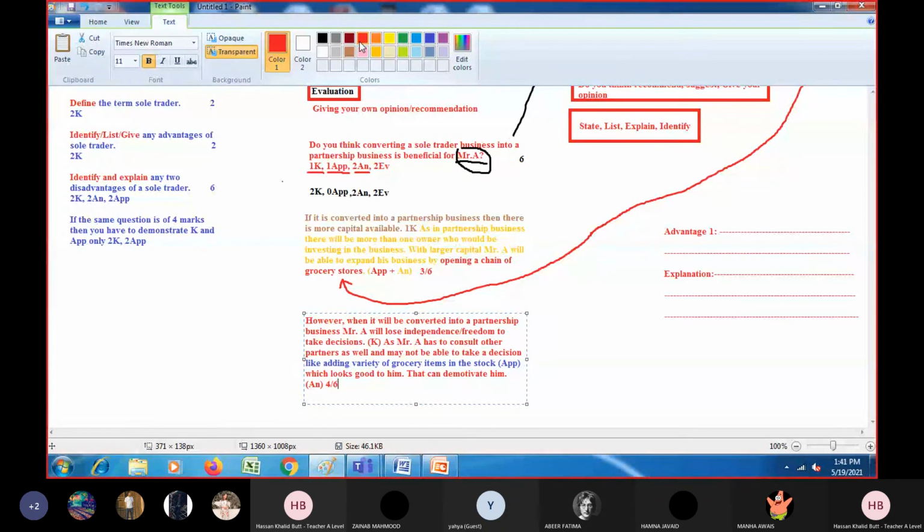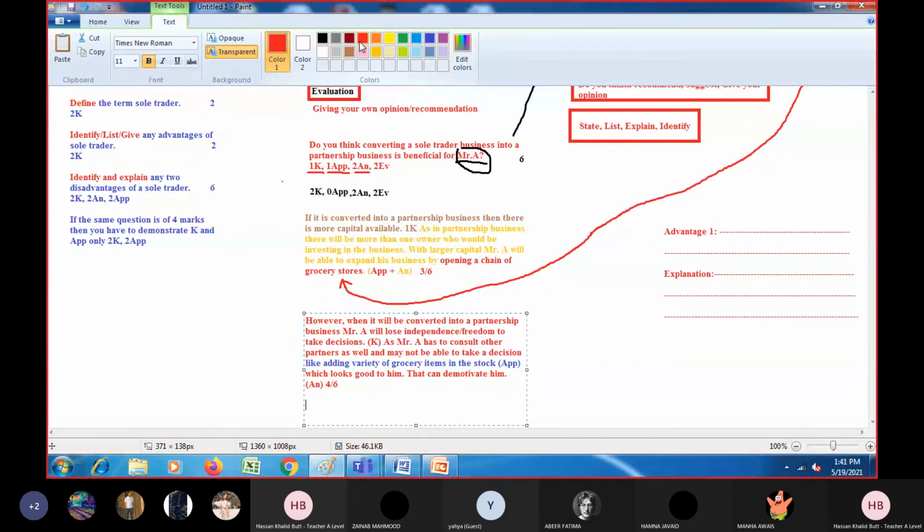So you can get distinction as well. Why not? If other students are getting it, why can't you? All right. Now, why 4? The reason is because we have not evaluated yet. Evaluation means you have to come up with your own opinion. Now, what would be your opinion?